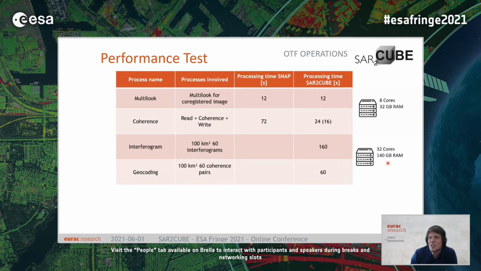You can see this here, for example, when we run this on the full cluster that we have set up for the project. We take a 100 square kilometer area and calculate 60 interferograms for 1 year, for example. Then the whole processing is just 160 seconds, which is just 2.5 minutes basically. Or if we do the geocoding of a full stack of coherence pairs, again, just about 60 seconds to calculate these. So that's quite nice, and definitely doable on the fly, so that people don't need to wait too long to get the results.